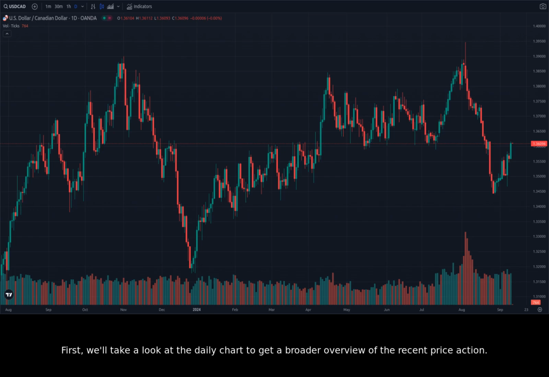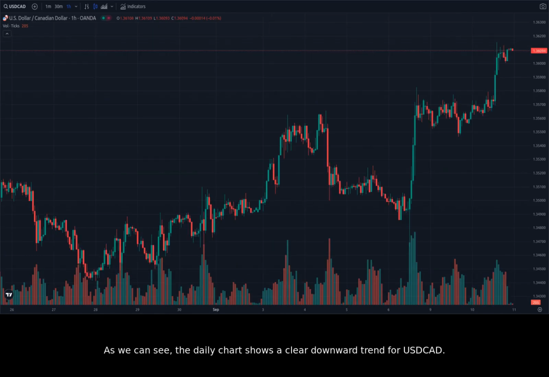First, we'll take a look at the daily chart to get a broader overview of the recent price action. As we can see, the daily chart shows a clear downward trend for USDCAD. The pair has been consistently dropping for the past few months, and this trend seems to be continuing. Looking at the candles, we see a series of red candles indicating selling pressure. The price has recently broken below the 1.35 level, a key support area.